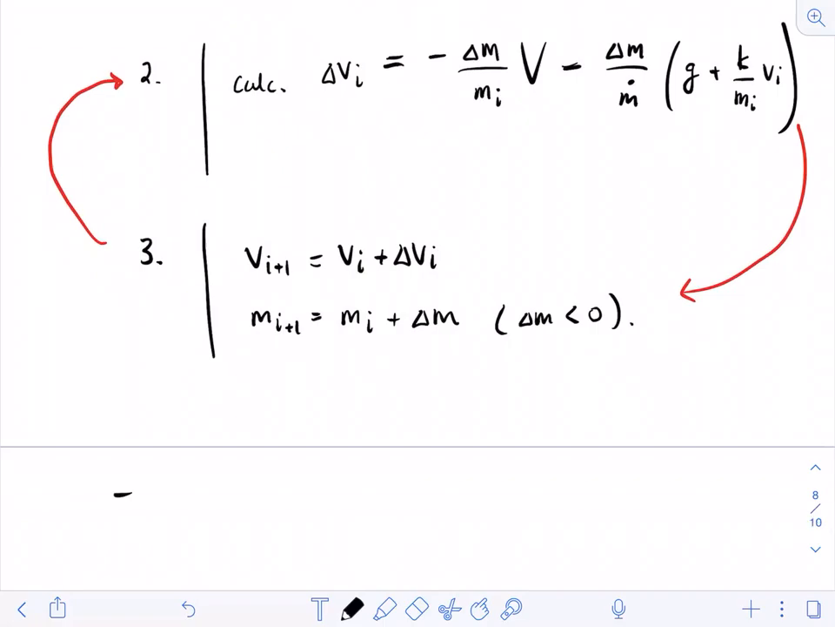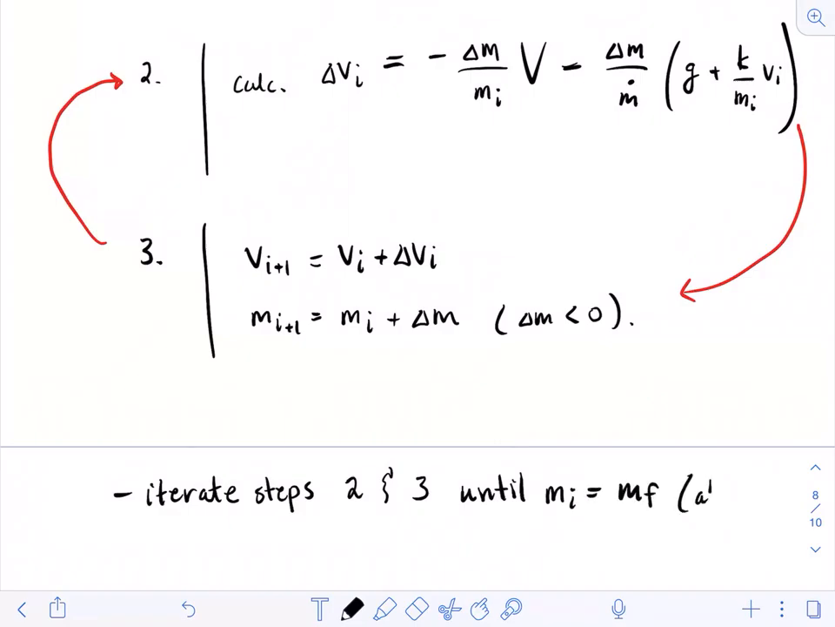So we're going to iterate steps 2 and 3 until the mass at step i is equal to the final mass. So all fuel is burnt.